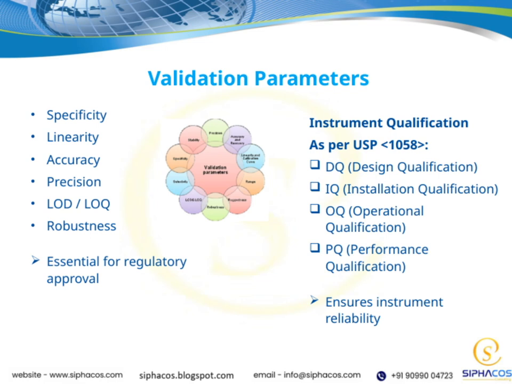And limits of detection and quantification, or LOD and LOQ, which define the smallest amount we can reliably detect or quantify. Robustness, on the other hand, assesses how well the instrument performs under varied conditions. All of these elements are not just about quality, they're essential for regulatory approval. Proper qualification and validation give confidence to regulators that our instruments are reliable and that our data stands up to scrutiny. So, in summary, instrument qualification is a cornerstone of maintaining quality, compliance, and confidence in our analytical processes.